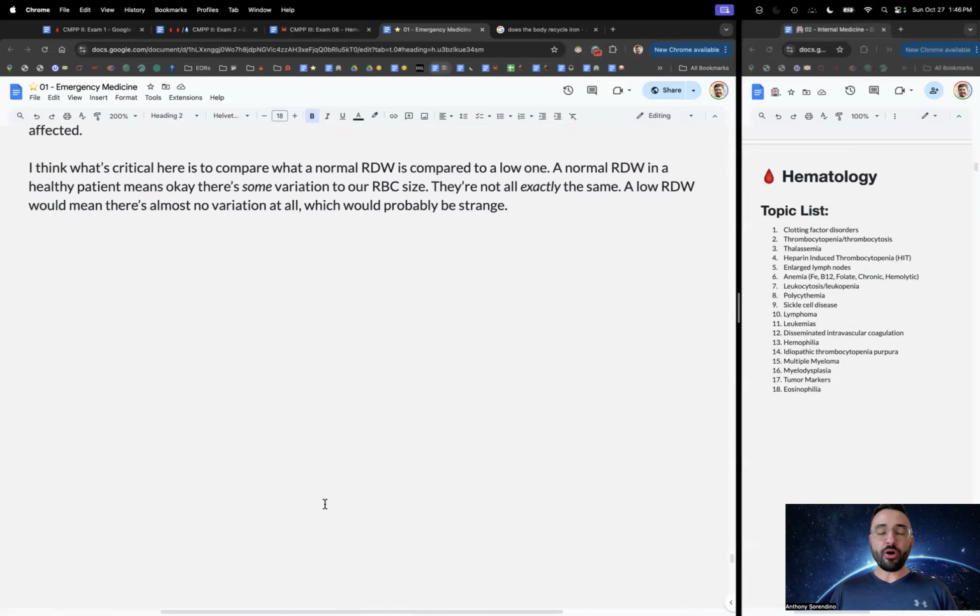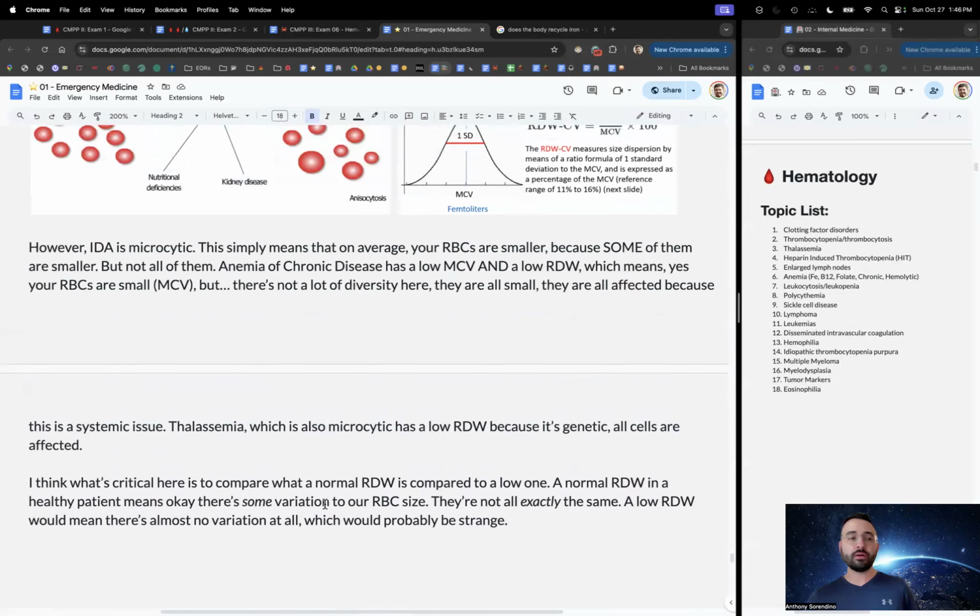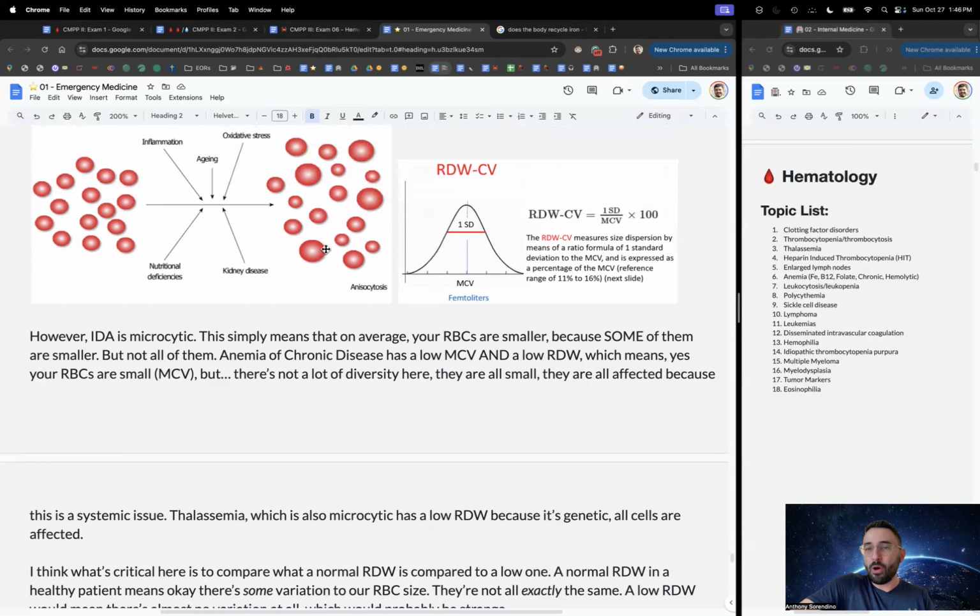Okay. So with all that said, with RDW, the big thing is with something like iron deficiency anemia. You have some iron, you're losing blood, but you're not losing all of your blood. So as you're recycling your blood cells, as you're creating new ones, you're able to give some of them iron, some of them are normal size, maybe even a little bit larger than that, but you don't have enough iron. So some of the cells end up being pretty small. So you have a high RDW. You have a big distribution in your sizes.